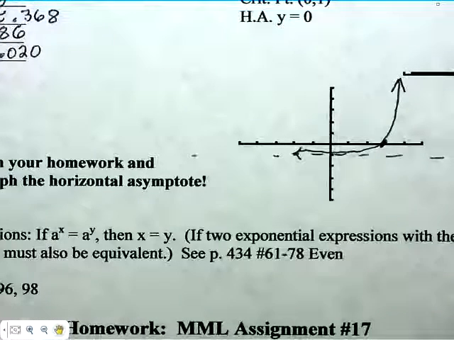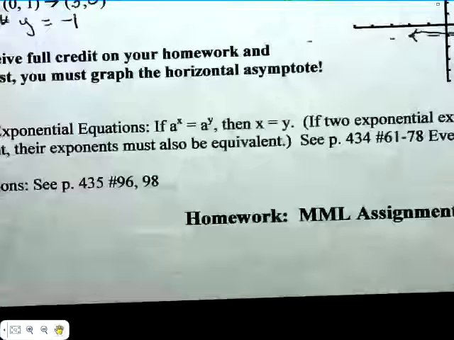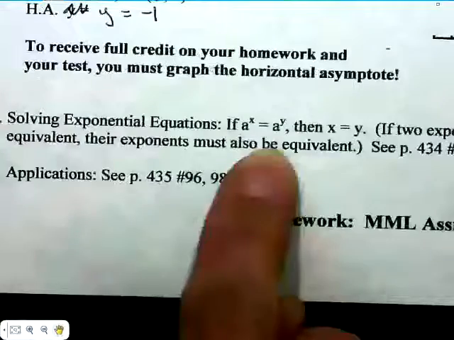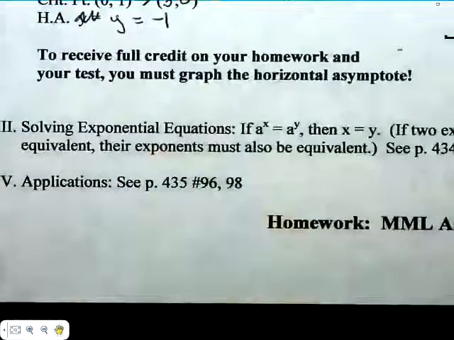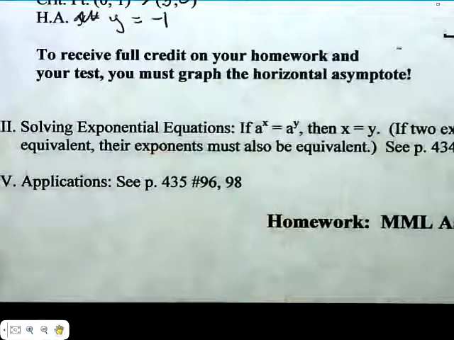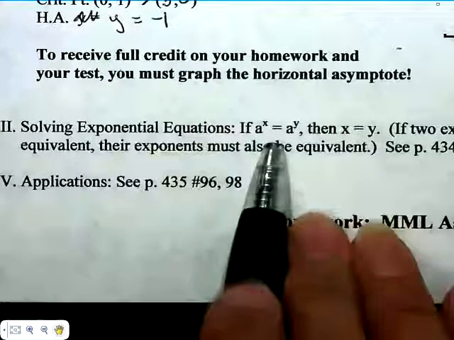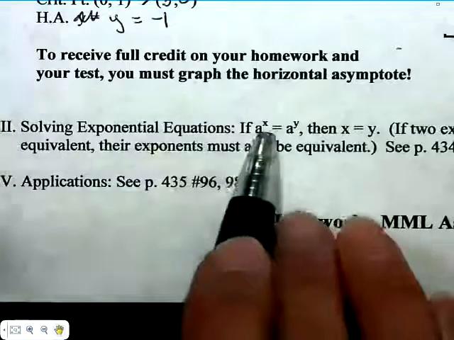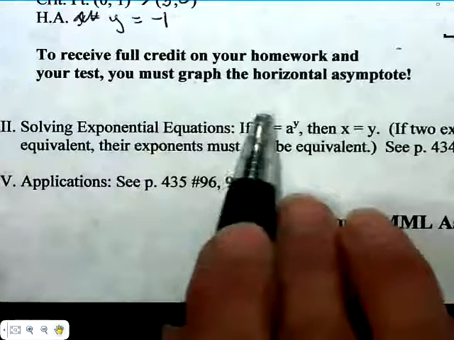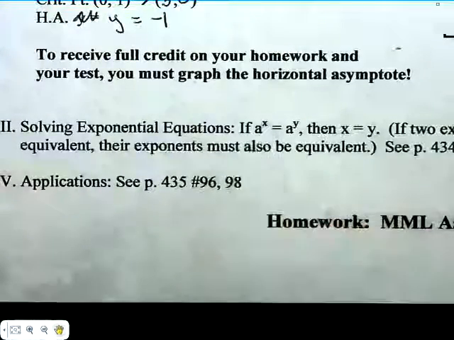Let's see if we can talk about these exponential equations real quickly and get through with these examples so that you can finish the homework tonight. Solving exponential equations. Exponential equations are just equations which have exponential expressions, and an exponential expression is an expression where the variable is the exponent.